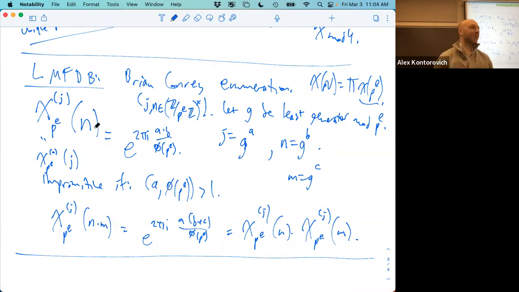You have to do something different for p equals 2. You're absolutely right. This is for p not equal to 2. And then there's another thing that you do for 2, 4, 8, and after that it sort of stabilizes. 2 is always a special prime.